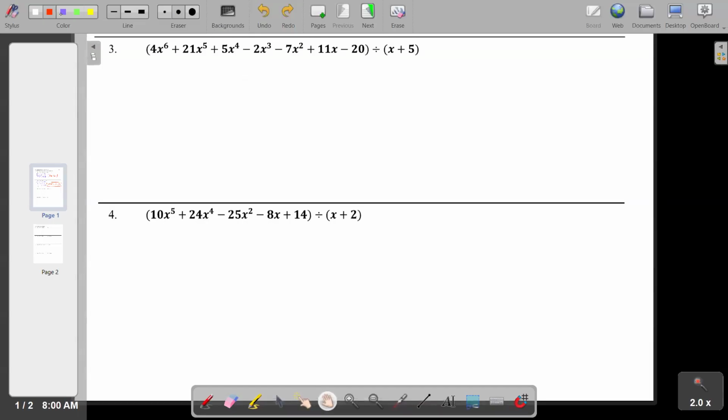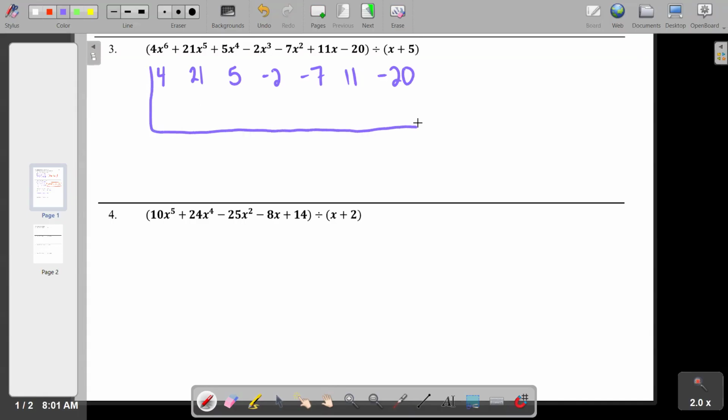Number 3. I'm going to get my numbers out of here. I'm going to have a 4. And then I just, again, have to be hyper vigilant about checking the scaffolding. Does it work properly down? 6, 5, 4, 3, 2, 1, none. So I don't have to worry about any zeros yet. So 4, 21, 5, -2, -7, +11, -20. And I'm going to synthetically substitute what number? -5. I'm always going to synthetically substitute the number that makes the divisor equal 0.